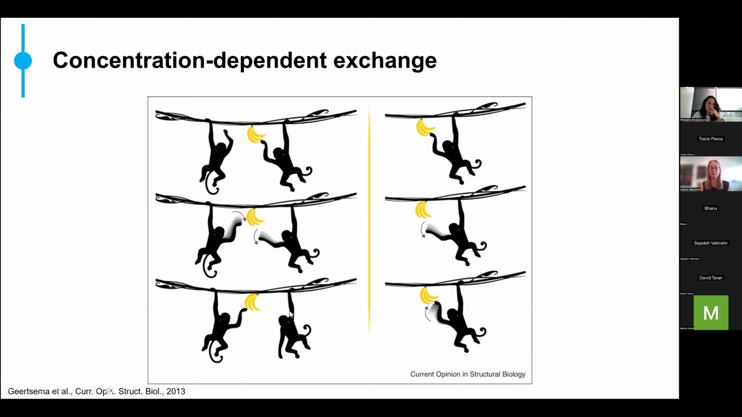And then at that point, this poor first monkey is only holding on to the system with this one weak binding interaction on the branch. And of course, eventually that will dissociate. And that is how you can have very stable binding in one scenario versus very dynamic exchange in the other.